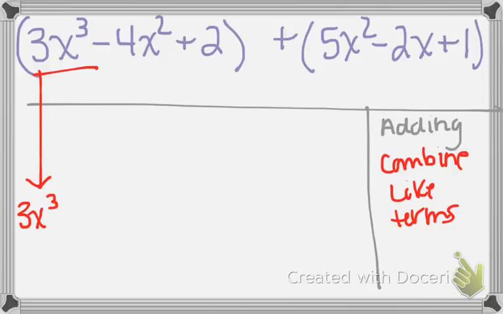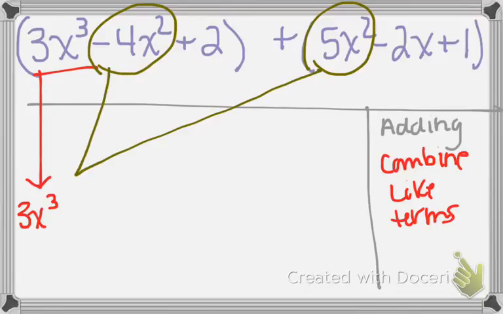Next, I'm going to say I have negative 4x squared. And I have a 5x squared. So together, a negative 4x squared plus a 5x squared gives me plus 1x squared. And you obviously don't need that 1. Just a placeholder if you like it.